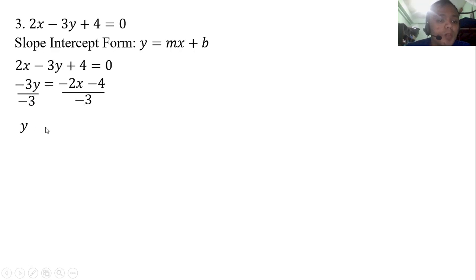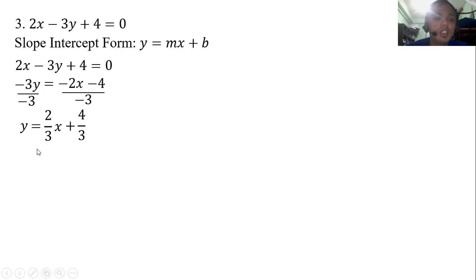negative 3 is positive 2/3 x. Because negative divided by negative is positive. And 2 is not divisible by 3, that's why we will write it as 2 over 3 only. Negative 4 divided by negative 3. Again, both are negative. Therefore, we have positive 4/3.